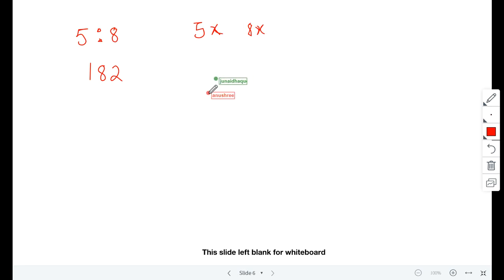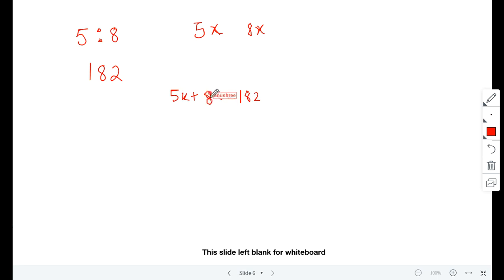Yes. Now it's given as their sum is equals to 182. That means you have to add these two numbers. So it's 5x plus 8x equals 182. The second condition is given to us so that we can find the variable x. So solve this one now.